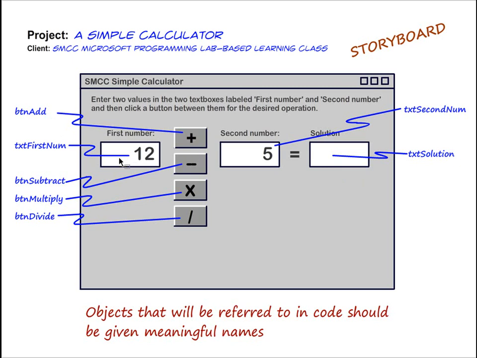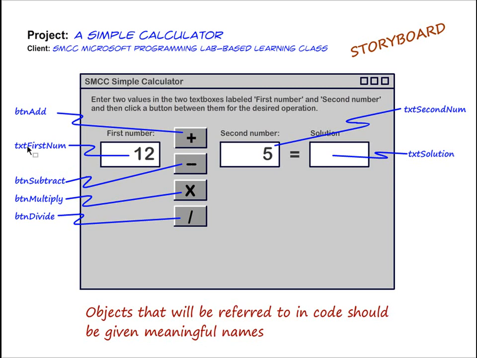So anything I'm going to use in code, I'm going to rename the name of that object. We're going to refer to these 3 text boxes in our code. So I'm going to name them something a little more meaningful: txt first num, txt second num, and txt solution. Now you notice I'm starting all 3 of those with the letters txt. This is called Hungarian notation, and it's a common format that Visual Basic programmers and other programmers use in terms of creating names of objects. So any text box is going to start with the letters txt.